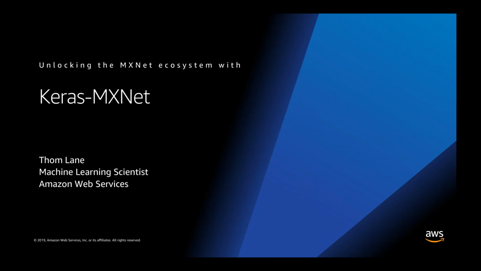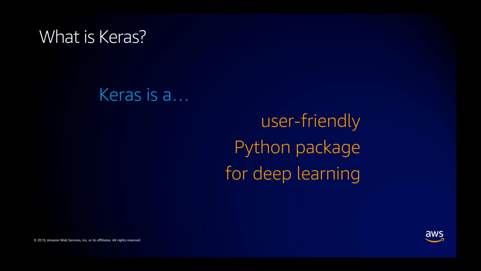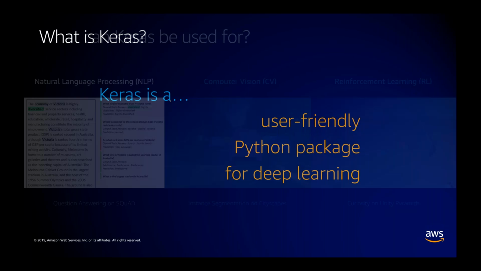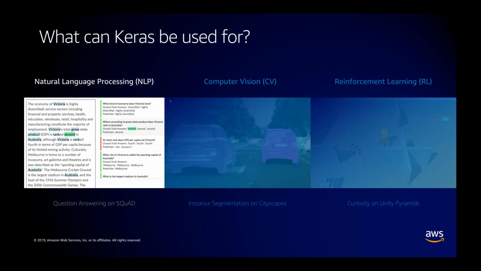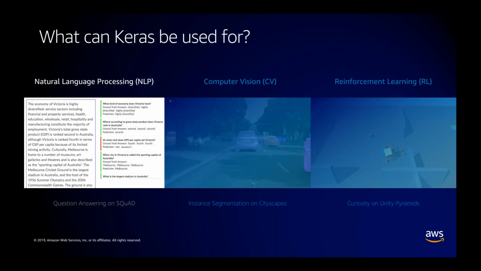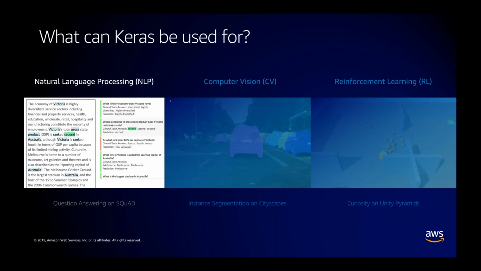So some of you may be familiar with Keras already. Keras is a really user-friendly Python package for deep learning. And deep learning has a whole host of different applications. Natural language processing is a really important component. An example of that is question answering. This is just one of many different things we can do in NLP.